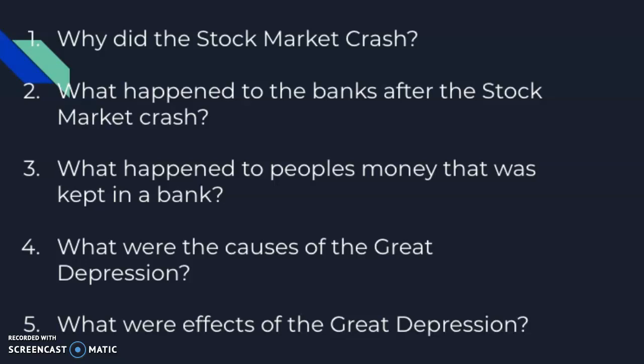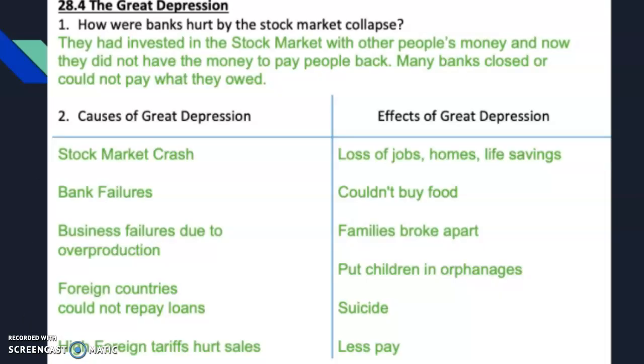Based on what you guys have been doing for learning work the last 2 days, these are some questions you should now be able to answer. Why did the stock market crash? What happened to the banks specifically after the crash happened? What happened to people's monies in those banks? And then ultimately, what were the causes and effects of the Great Depression? For your reading about the Great Depression, these are the questions you needed to focus on for your learning work.